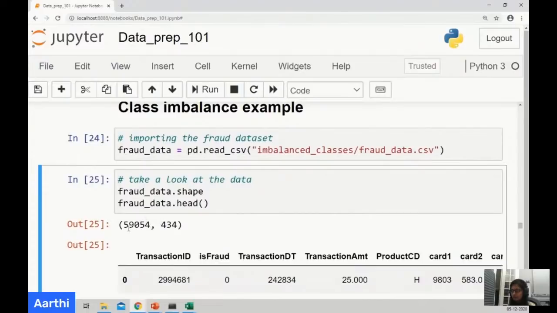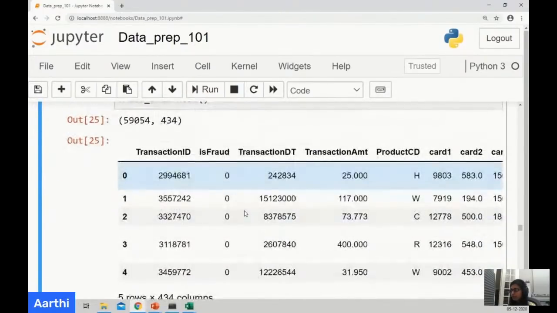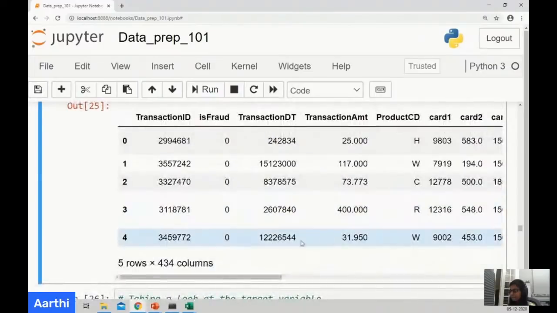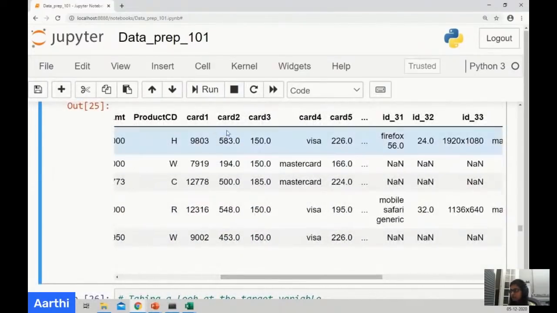So we have 59,000 rows and 434 columns. It's a large data, and it has some column description. So we have transaction ID, whether it's a fraud or not, transaction DT, amount, what product, what card, and so on. Like this is the card number, and whether it's a MasterCard or Visa card, which browser they were using.